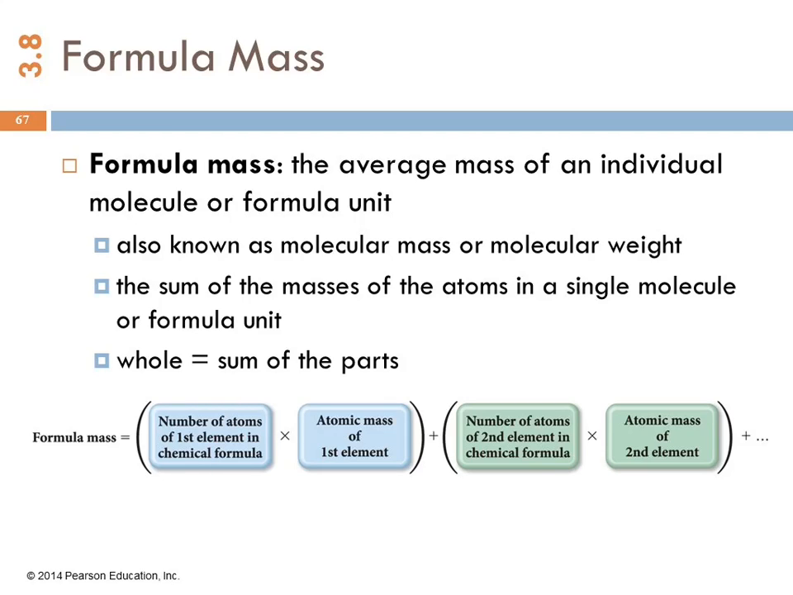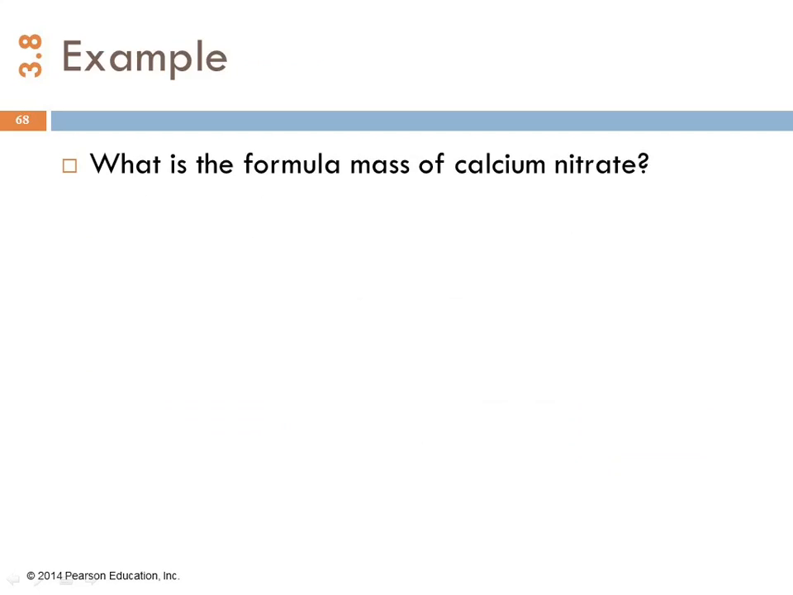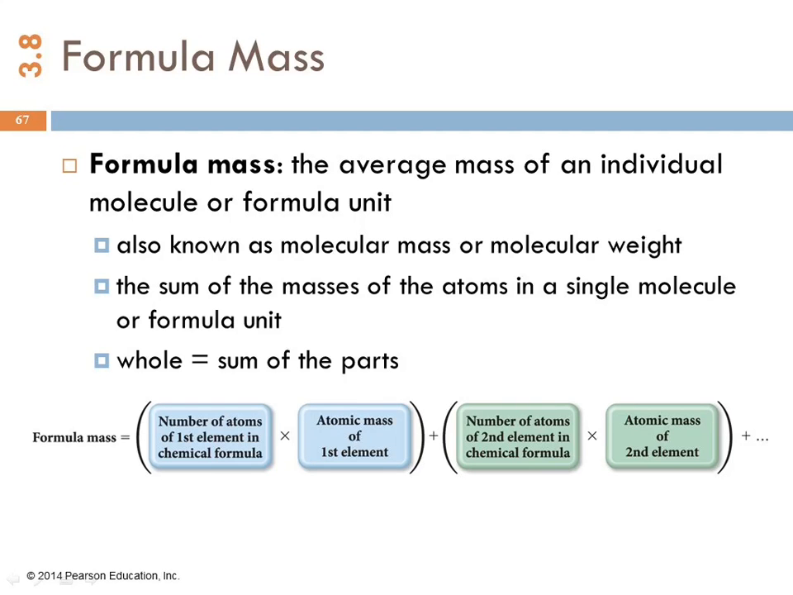Formula mass is the mass of the formula. So, the average mass of an individual molecule or formula unit. Formula unit is the term we use for ionic compounds. It's also called the molecular mass or the molecular weight, but it's the weight of a molecule, the mass of a molecule, the mass of a formula, all the same idea. You just take the sum of the masses of the atoms in the molecular formula unit and add them all up.